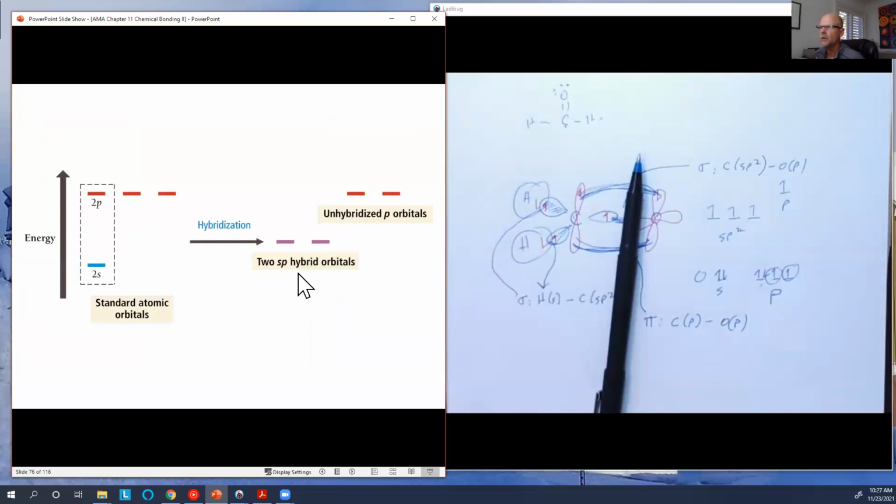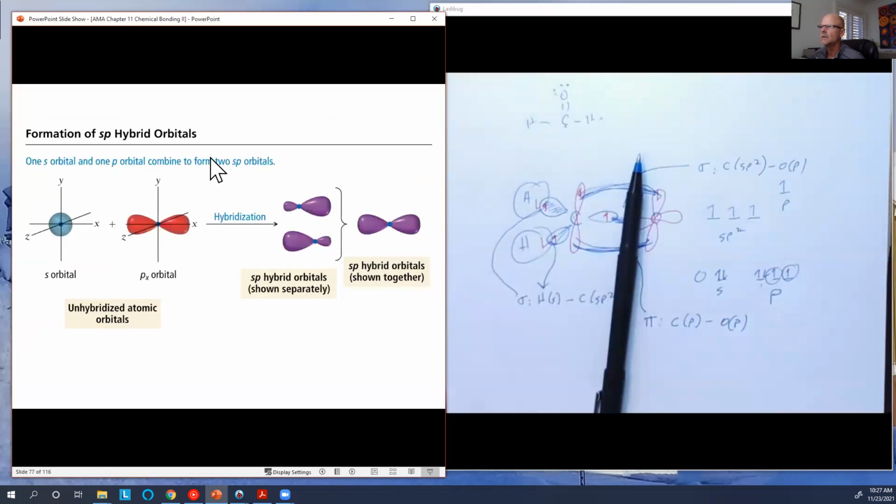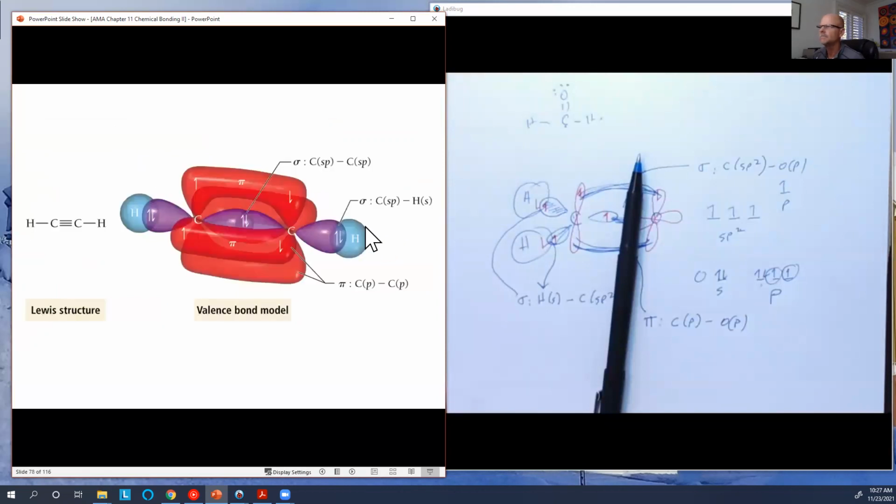Okay, other possible hybridizations are sp. Here we mix one s and one p, and we get two sp hybrid orbitals, and we're left with two unhybridized p orbitals. When we mix these, it looks like this. We take a 1s and 1p, and we get our two hybrids. These are linear in overall geometry. So here's a molecule with sp hybridization.